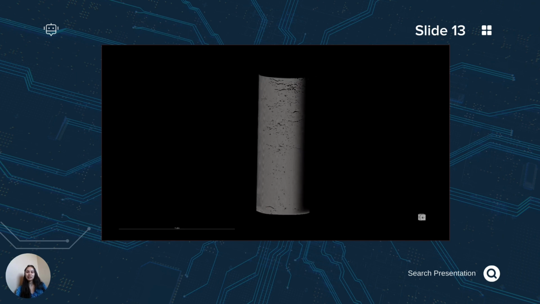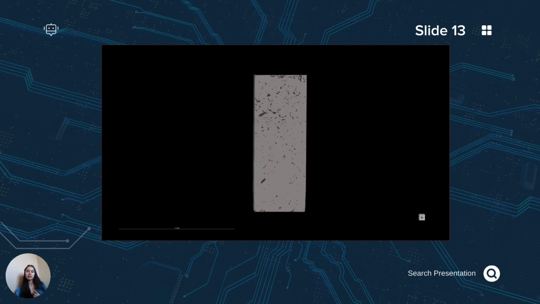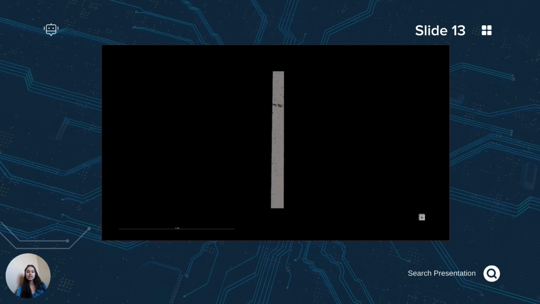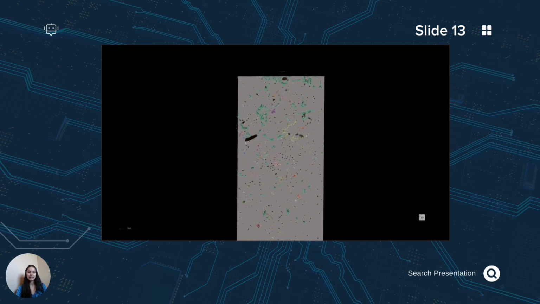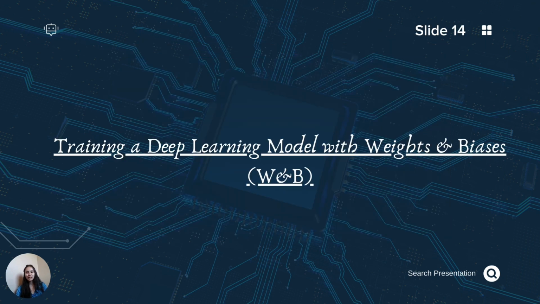This is one of the videos that my mentor Devin first showed me as a sample of the annotated images. He used different colors to separate various components, which you can review later for a better understanding. Now moving on to the model.